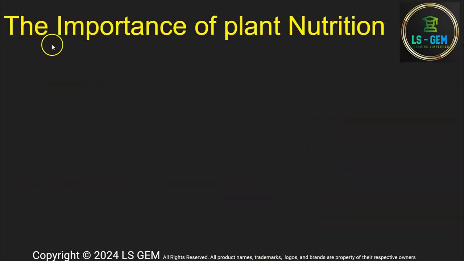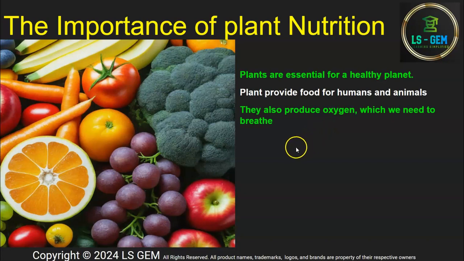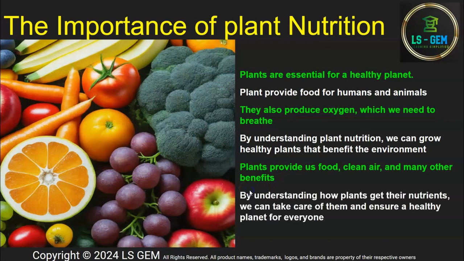But what is the importance of plants' nutrition? Plants are essential for a healthy planet. Plants provide food for humans and animals. They also produce oxygen, which we need to breathe. By understanding plant nutrition, we can grow healthy plants that benefit the environment. Plants provide us food, clean air, and many other benefits. By understanding how plants get their nutrients, we can take care of them and ensure a healthy planet for everyone.